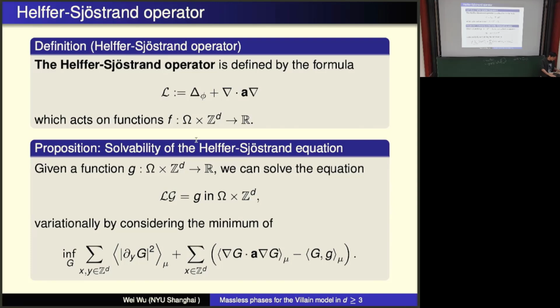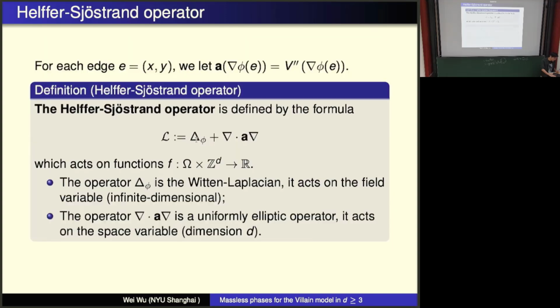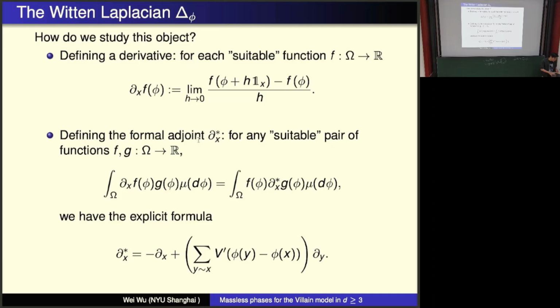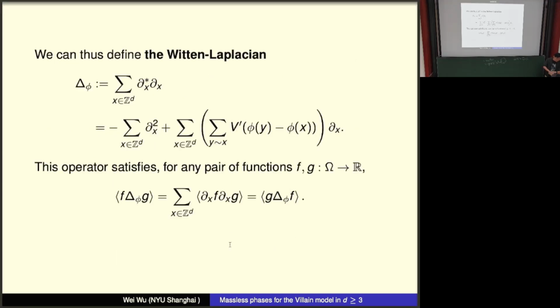So this has this Witten Laplacian part. And the Witten Laplacian is defined as follows. First of all, we can define the gradient, the partial of x, which is just differentiating the field at phi x. We can look at its adjoint in terms of the Gibbs measure, which has this particular formula. And this Witten Laplacian is just the sum of partial x star partial x. It's an elliptic operator. It is self-adjoint if you look at the expectation with respect to the Gibbs measure.